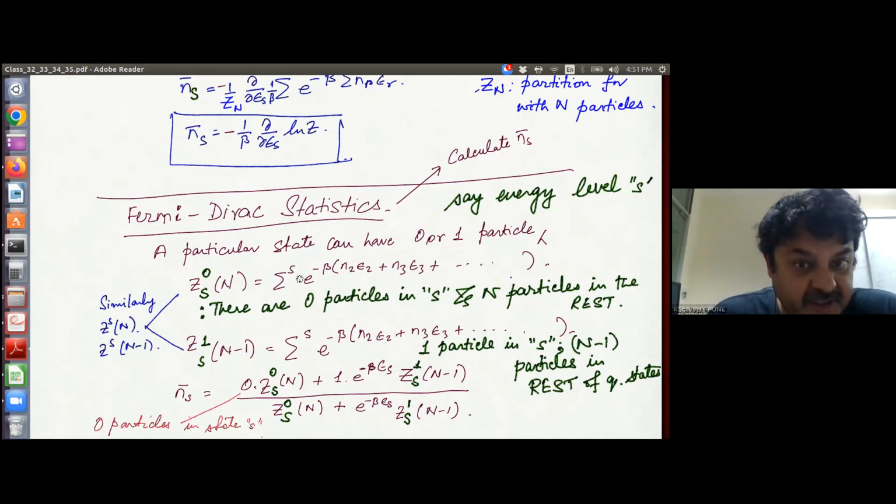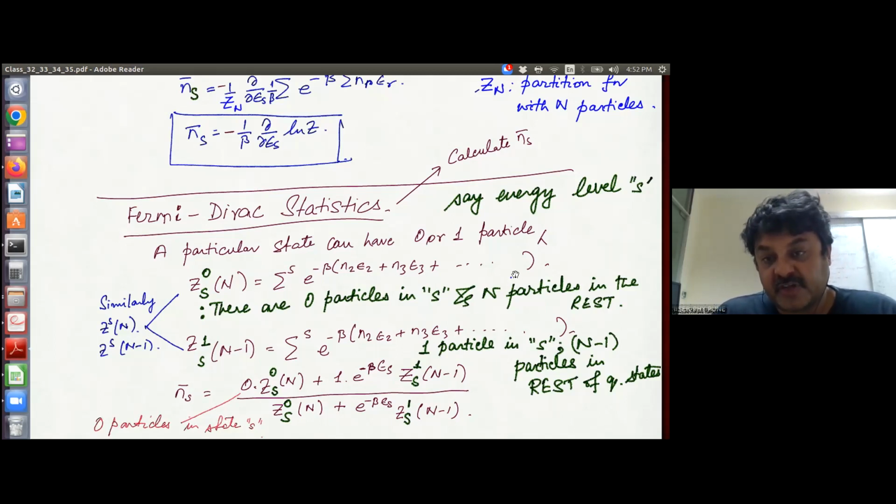So you are summing over all the microstates which don't have any particle in level S, and all other energy levels could have, suppose, the total number of particles is fixed, but it can have N2 or N3. So the epsilon 2 energy level can have N2 particles, which, if it's a fermion, can be 0 and 1. Then N3 can be 0 and 1. So all possible combinations of N2, 0 and 1 in this case, in different energy levels, right?